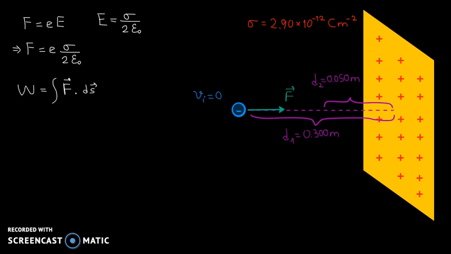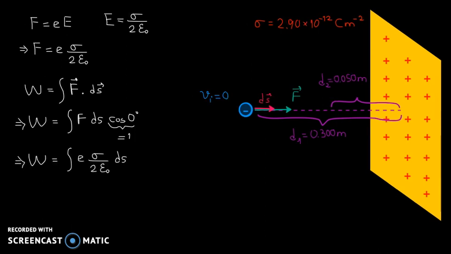Next, let's calculate work. Remember, work is defined as the line integral of the force vector along the path of the particle. As the particle moves from its initial location to its final location, the force vector remains parallel to the displacement vector ds. So then F dot ds reduces to F ds cosine 0, and cosine 0 is just equal to 1. And here's vector ds shown in the picture.